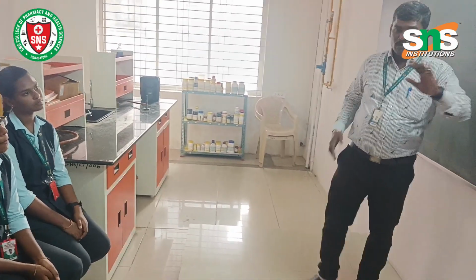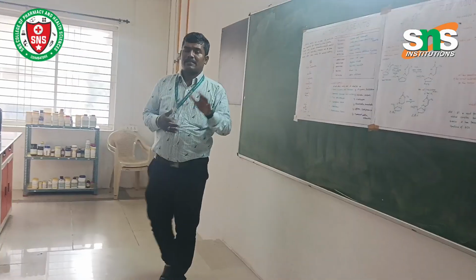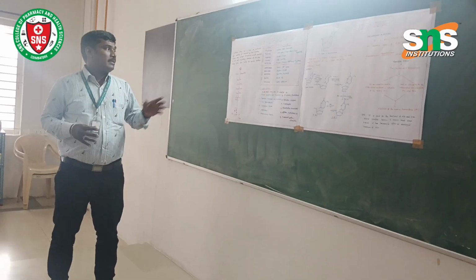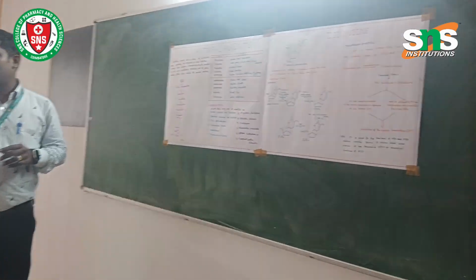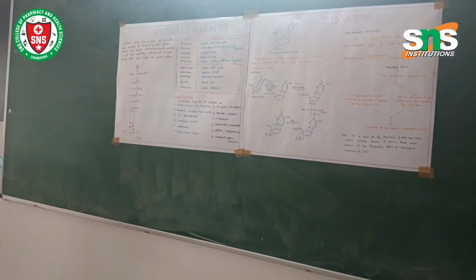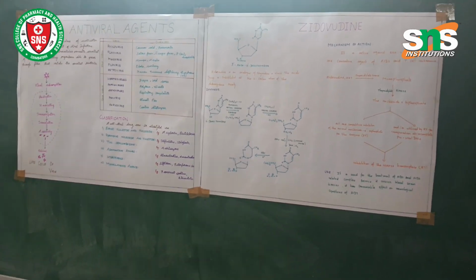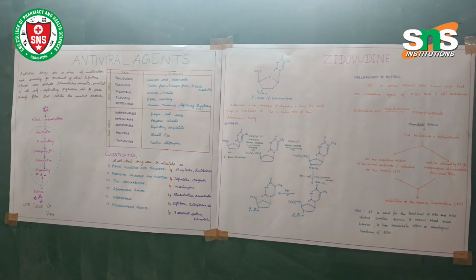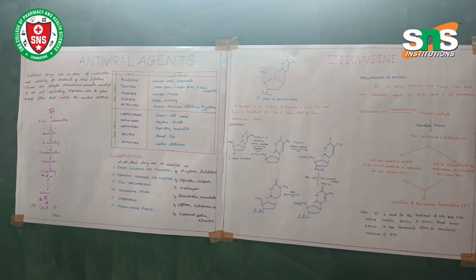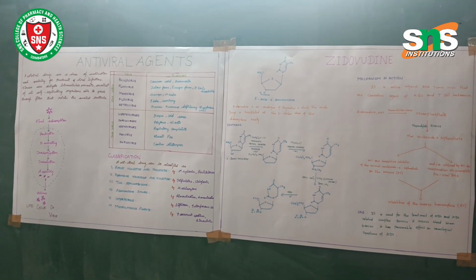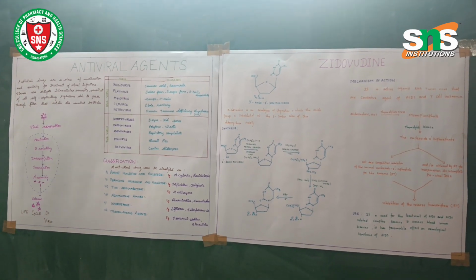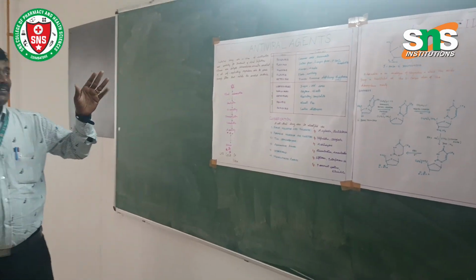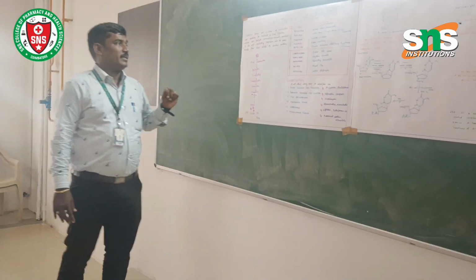Okay. So, the drugs that are used for these viruses are called antiviral drugs. Antiviral drugs are a class of medication used especially for the treatment of viral infections. Usually, we will see some antibacterial agents. The drugs used for bacterial infections are called antibacterial agents. Similarly, the drugs used for the treatment of viral infections are called antiviral agents.